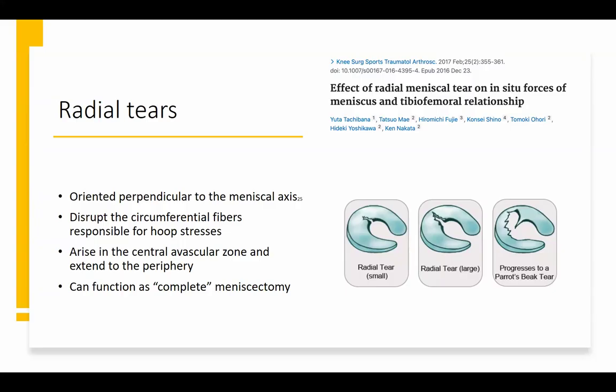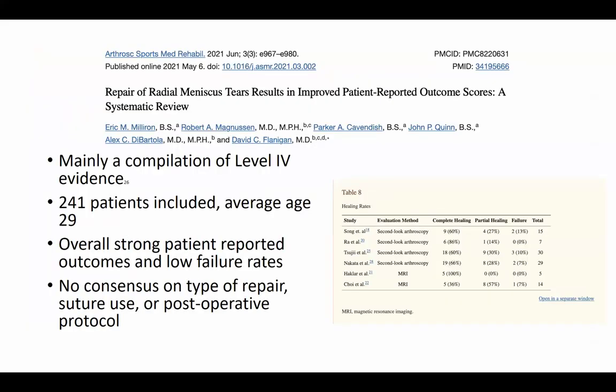Furthermore, even for smaller tears that fail conservative management, partial meniscectomy might not be the best option. Goyle and Chen in separate analysis demonstrated that repair can improve the meniscal interface and prevent tear propagation, while also mitigating the effects of increased tibiofemoral contact stresses that may result after partial meniscectomy. Furthermore, Millerone published a recent meta-analysis on specifically radial tears in a young population.